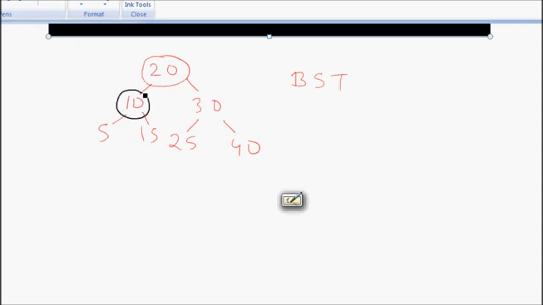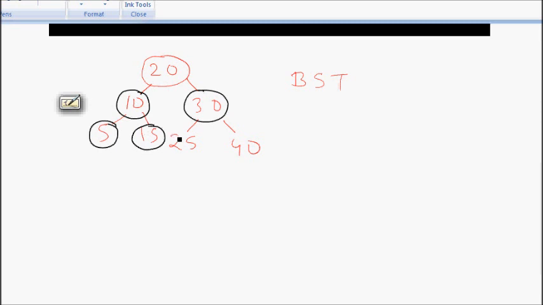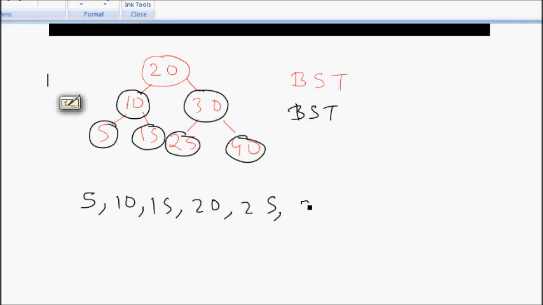So 20, 10, 30, 25 and 40, here 5 and 15. This is an example of a binary search tree. Why? Because at each node, the left child is less than the parent and the right child is greater than the parent, and this property is followed at each of the nodes. Here the elements are 5, 10, 15, 20, 25, 30 and 40.